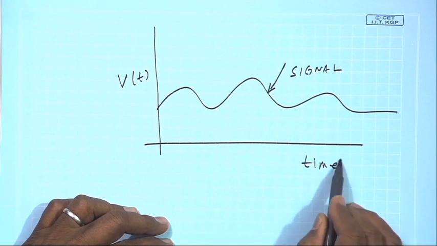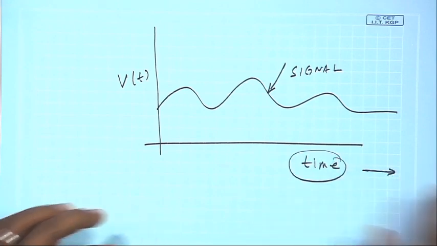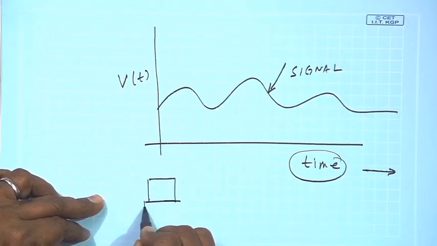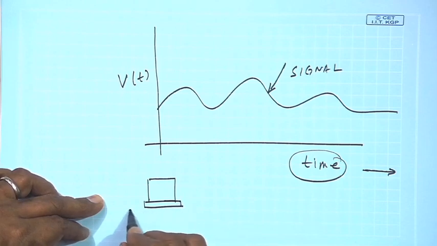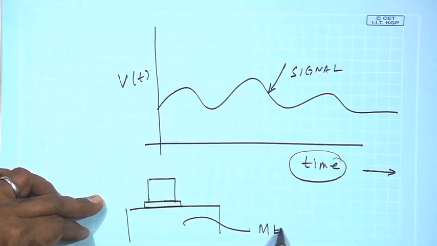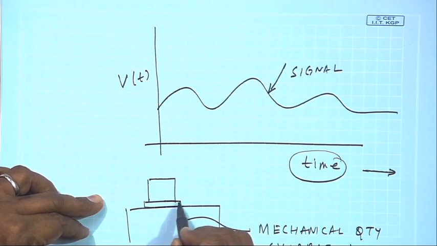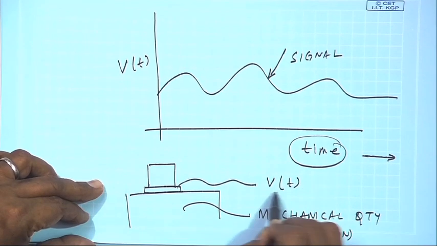So, in this class, we will focus on what the different time domain analyses are and how this time domain analysis is done for a signal. Okay. So, to begin with, you all have a good idea of what a signal is. It is basically something which is conveying information. And in CBM, we are actually using a transducer which is measuring a certain mechanical quantity, in our case it could be vibration, and then the transducer is giving some voltage signal as a function of time.